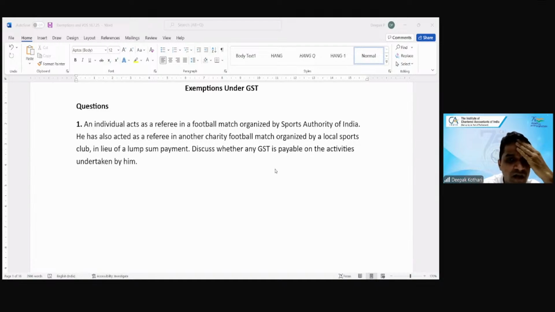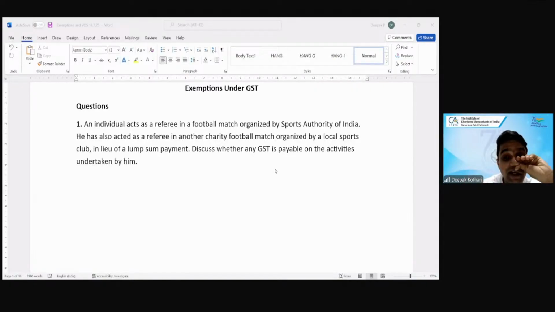Lalisha is saying services provided to a recognized sports body by an individual are exempt. So in the first case, GST is exempt, and the local sports club is not a recognized body, so GST will be payable. You're right. Correct.